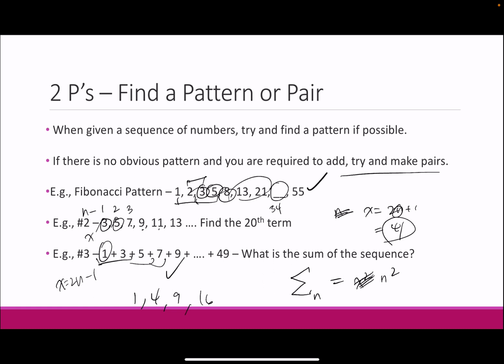So what is the sum of the sequence? How many terms do we have? We have 1, 2, up to 49. If we had started at 2 and gone 2, 4, 6, all the way to 50, which is the same number of terms as this, we would have had 25 terms. So n equals 25, and n squared is 625. That's the sum of the sequence.